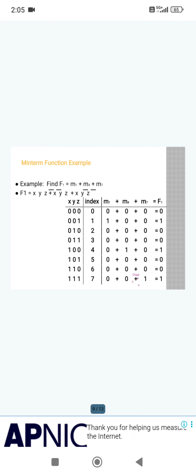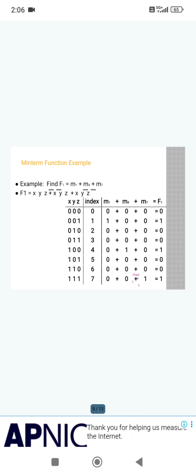Next one is 1 0 0. The fourth position is 1, so the index value is 4. 1 0 1 is 5, 1 1 0 is 6, and 1 1 1 is 7. Okay, this is sum of products. Here we are going to sum the product values. That is the concept of sum of products.